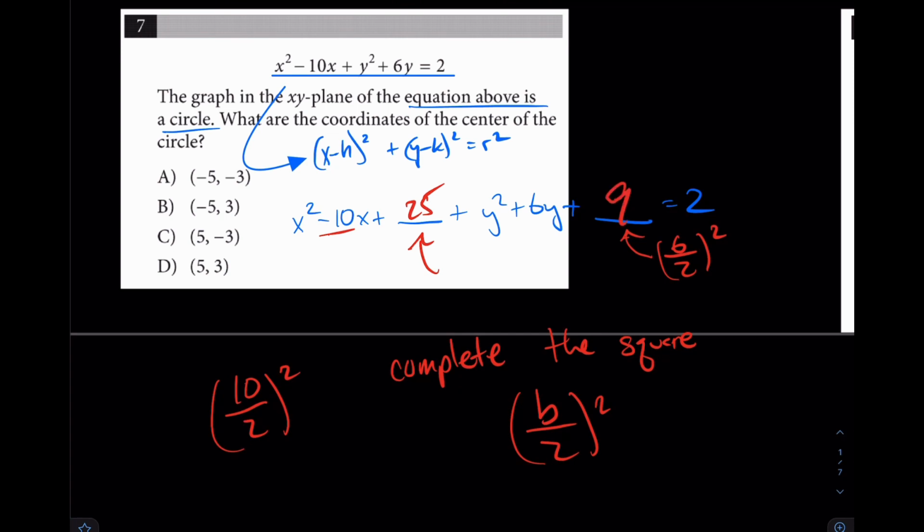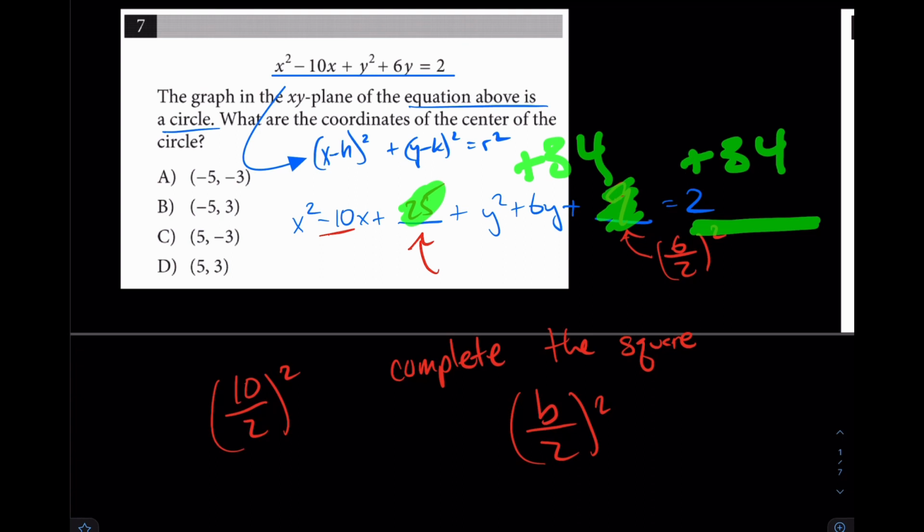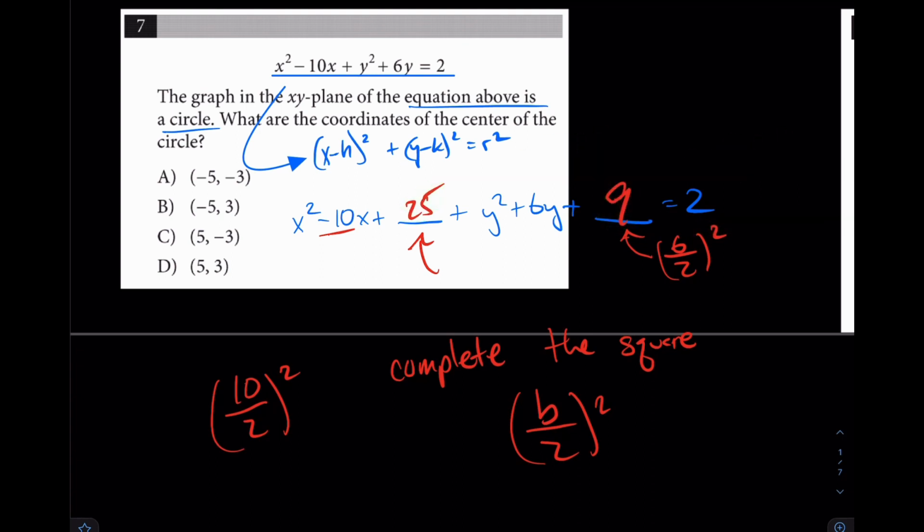Cool. We're almost done. Now, at this point, what I always tell my students is that whatever I added to one side, I must add to the other. If I just magically added 34 to the left side, what must I also add to the right side? I must also add 34. It's only fair.